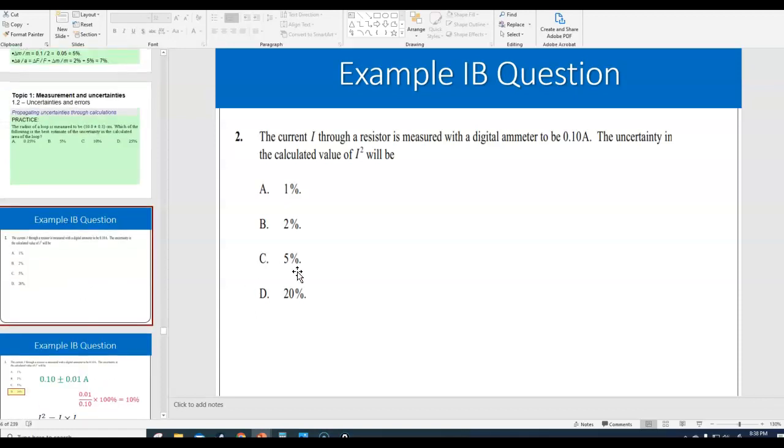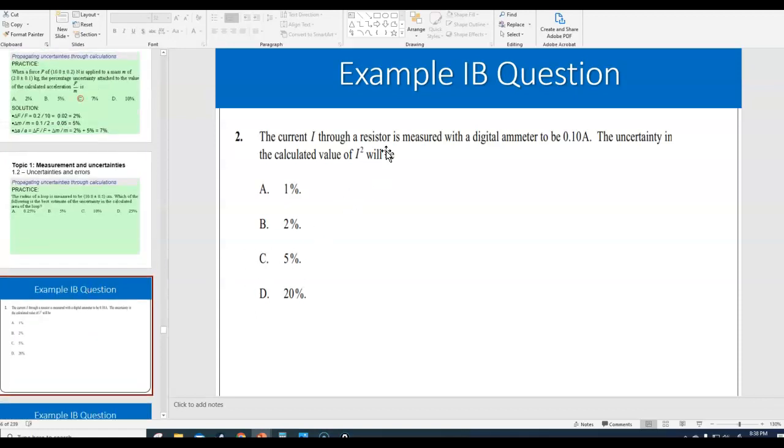Okay, and then the final question, it says the current I through a resistor is measured with a digital ammeter to be 0.10 amps. The uncertainty of the calculated value of I squared will be what? Now if you're not paying close attention, you might say, oh, wait, they don't give us the uncertainty. How are we supposed to do this? Well, read the question carefully is all I'm going to say. So pause it there and see if you can figure out the answer to this on your own.